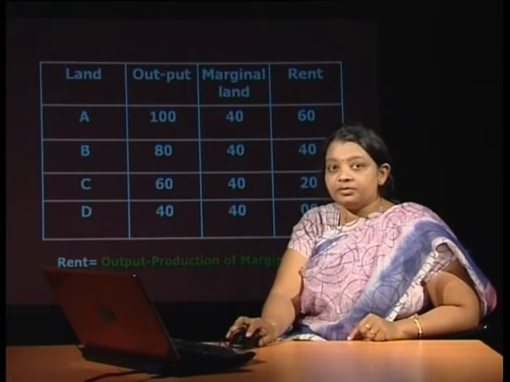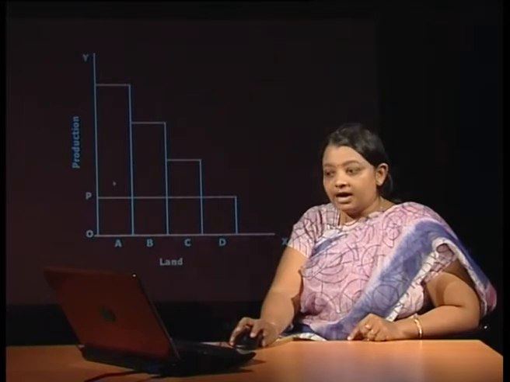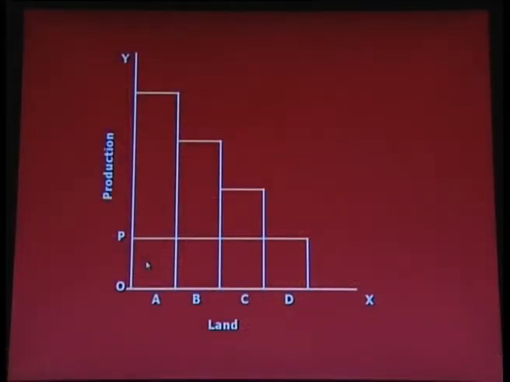The situation will be clearer with the help of a diagram. Here, each bar shows the production of each land. OP is the production of marginal land, that is D. The area above OP shows the rent for each land. For A, rent is shown by green color.